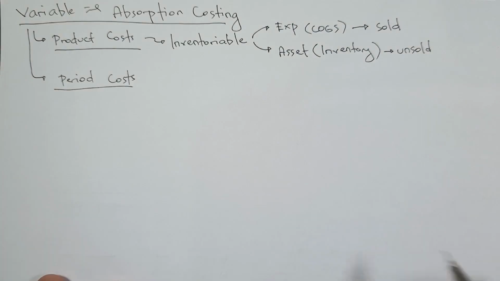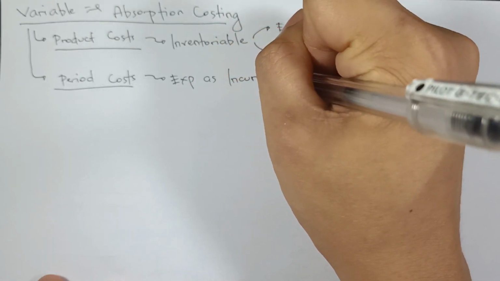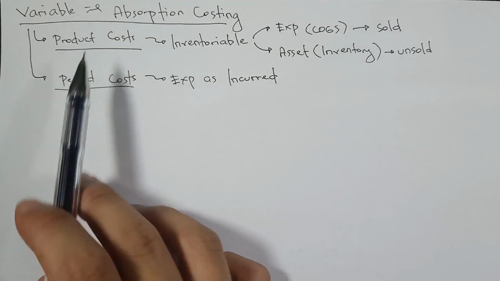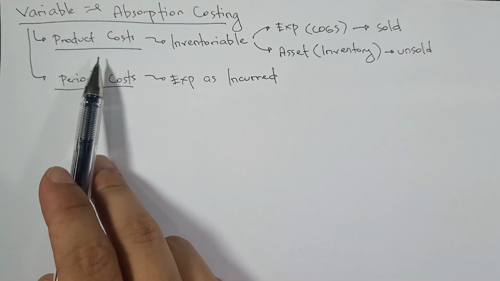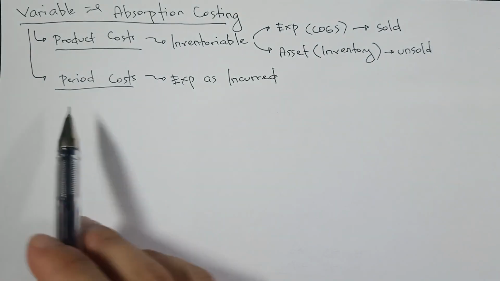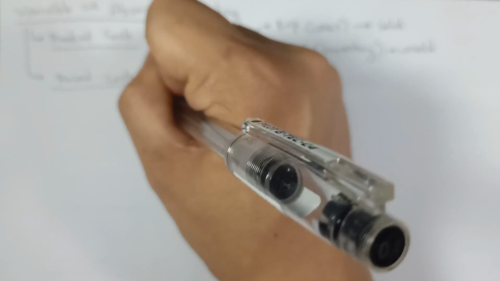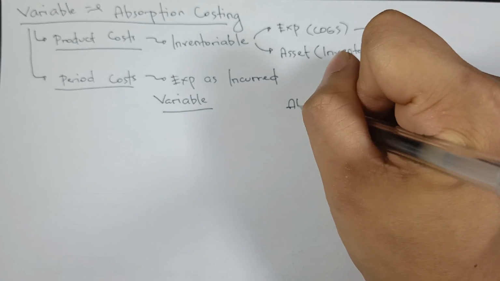On the other hand, kapag sinabi naman nating period cost, these are the costs that are expensed as incurred. Right? Ibig sabihin, tinawag silang period cost because ine-expense sila in total doon sa period kung kailan sila nangyari. So, product cost, hindi mo sometimes ine-expense lahat, depende yun sa sales natin, pero pag period cost, asahan mo na lagi yung expense as incurred. We're good. So, punta ngayon tayo sa difference ng variable costing and absorption costing.